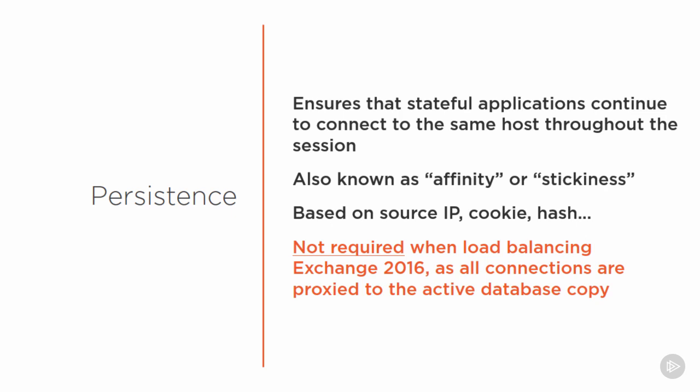Because no matter which Exchange server's client access services the load balancer sends the traffic to, it's just going to proxy them to the same backend server for that user, no matter which front-end service they're coming through. All connections are proxied to the active database copy.